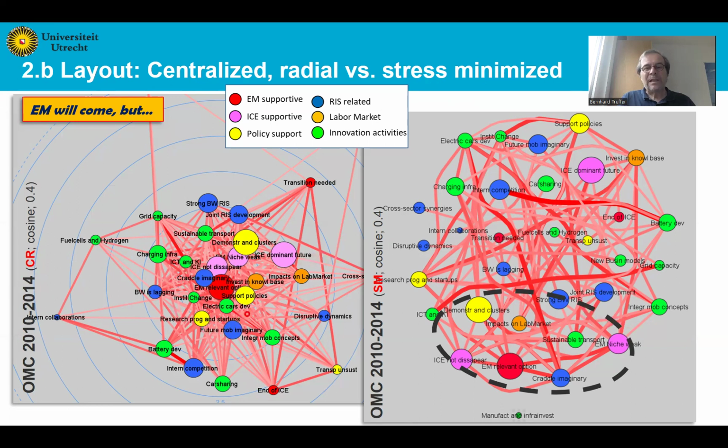And of course, you have the same information also here, but the interconnection between the nodes gets a bit blurred by too many intersections that crowd the center of the graph. You have a second component that's also neatly identifiable, which is much more about investments into electric car development, institutional change, charging infrastructure, international competition, the future mobility imaginary.